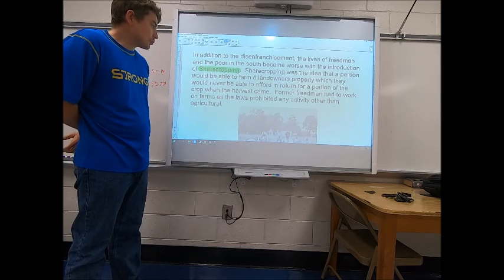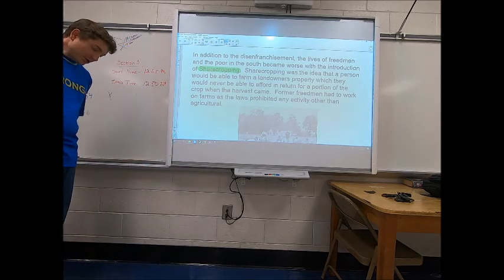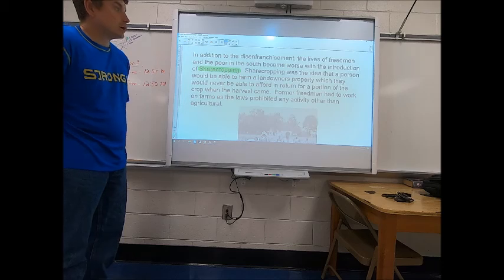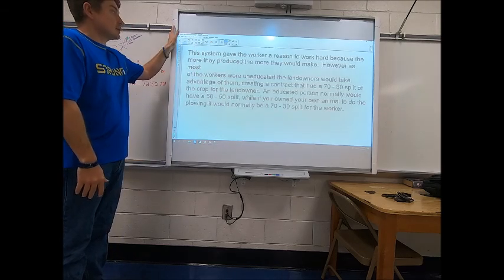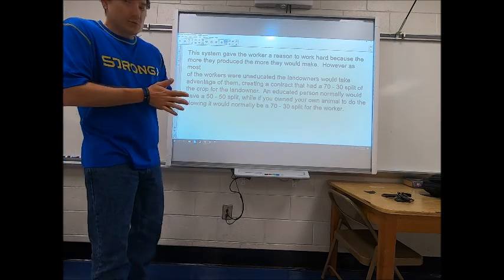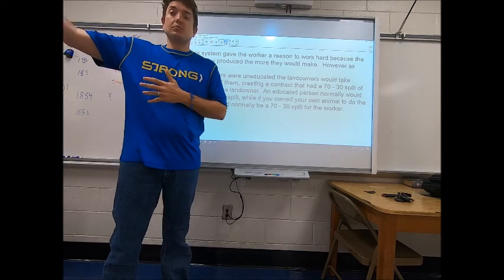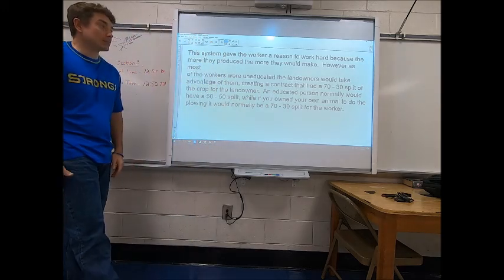Former freedmen have to work on a farm because the law said they had to. Poor white people, that's pretty much all they did as well. And they are now trapped working on the plantations. Now, this system of sharecropping gives a person a reason to work hard because the more crops you produce, the more crops you're actually going to get at the end of the season, so the more money you're going to make.